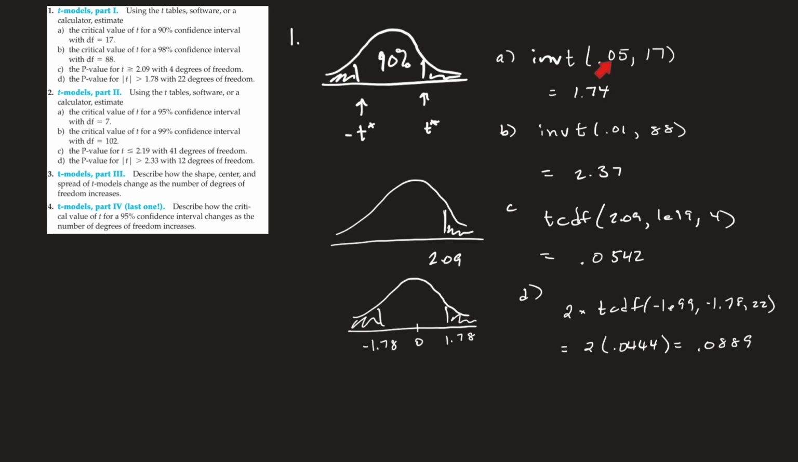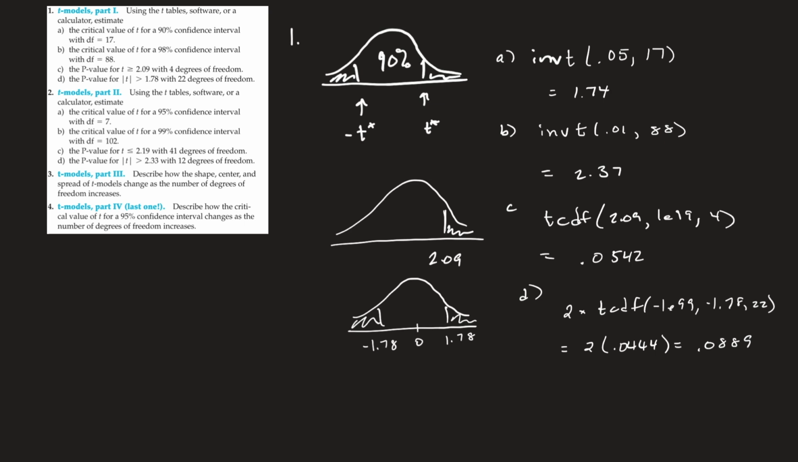You're going to type in the area, then use the comma button that's right above 7, to input these two values. The same thing goes for T-CDF. It'll be the lower, the upper, and the degrees of freedom, just like it was above, and you're going to use the comma to separate those values.